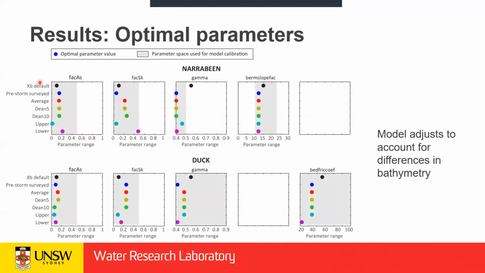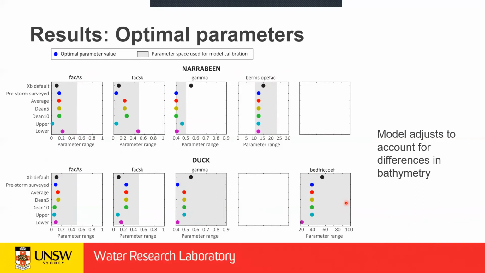So this figure here shows the variation in optimal parameter values for XBeach as a function of the bathymetry which we've used to calibrate the model. On top we've got Narrabeen and on the bottom we've got Duck. The 4 parameters which were selected for calibration at each of these sites were determined by carrying out an initial general sensitivity analysis to reduce the number of parameters which needed to be selected for the optimization process, and also to minimize the parameter space which needed to be used for the calibration. Which is the gray area highlighted here in each of the parameters.